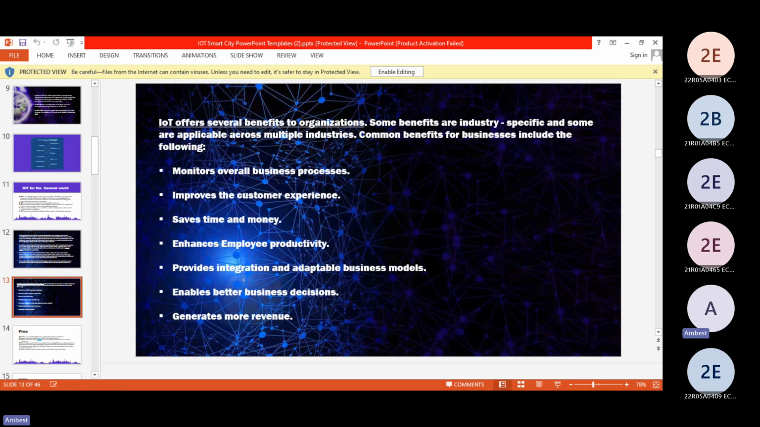And the next thing was enhancing employee productivity. If we compare human processing and IoT processing, IoT is more advanced. IoT doesn't require human-to-human interactions, and it is much faster than human processes. Humans have so many interactions and can be diverted easily, but here it can't be diverted that easily. It is very advanced, and everything is better compared to human employee productivity, right?